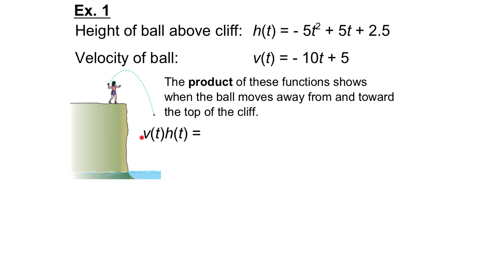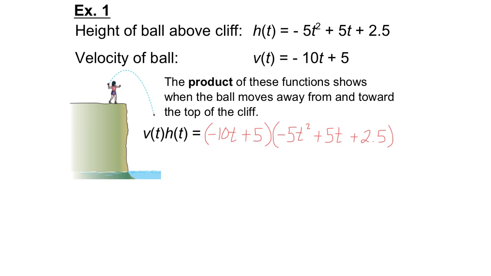So we're going to multiply v of t by h of t. That's what this notation means. We're multiplying the two functions together, and we're going to see what we get when we simplify it. So v of t is this, h of t is this, and I'm going to multiply these two functions together.